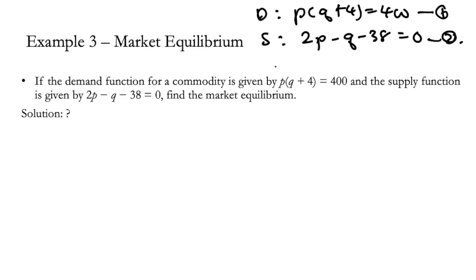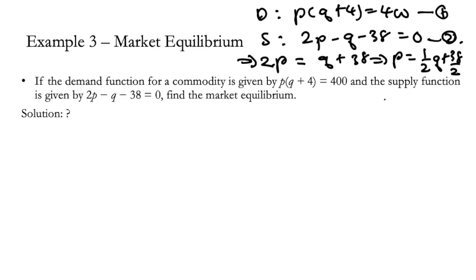Okay, I can rewrite number 2 as this. 2P equivalent to Q plus 38, isn't it? Then I can have P equivalent to 1 half Q plus 38 over 2, which gives you P equivalent to 1 half Q plus 19. So this is our supply function.